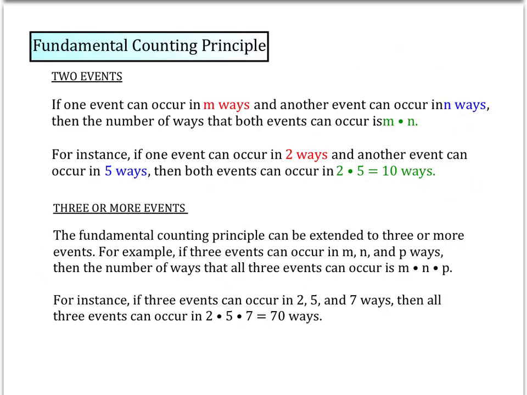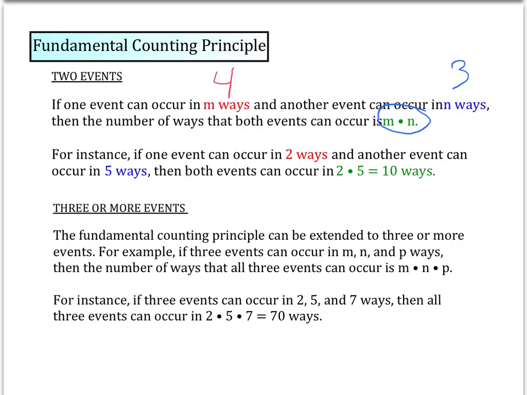Now, the formal definition of the fundamental counting principle goes as so. If there are 2 events and one event can occur in m ways, so let's use the meat example, we had 4 types of meats, and another event can occur in n ways, so we had 3 types of bread, the number of ways that both events can occur is m times n, 4 times 3, which was 12.